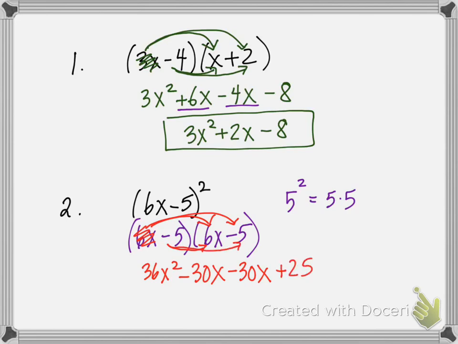Looking at my list of terms, I check to see if I can combine any, and I notice these middle terms I can combine. -30x minus 30 more would be -60x. So my final answer written in standard form, highest degree to lowest, would be 36x squared, -60x plus 25.